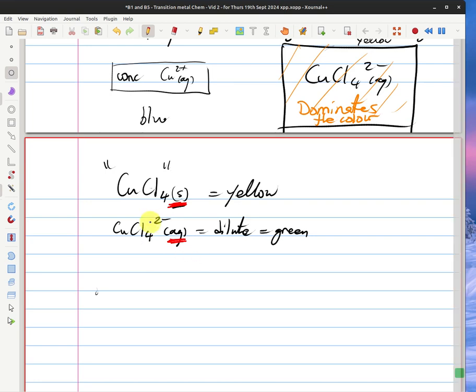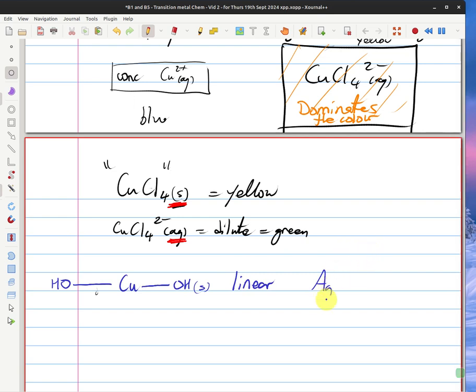So what about the shapes of these things? Well, the copper hydroxide is linear. You could draw it like this. Sorry, there's no charge on this. It's a solid. It's a linear structure. It's a bit like Ag(NH3)2, the silver diamine complex. Remember, this is the active species for Tollens test.